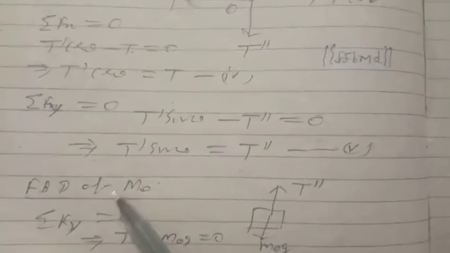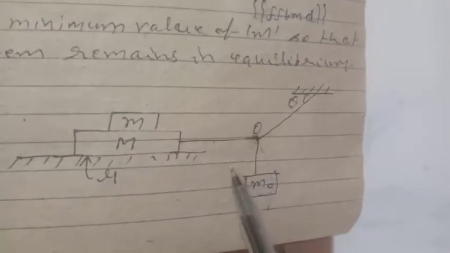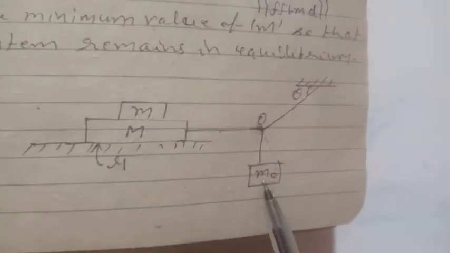Now draw the FBD of mass m naught. There will be tension in it upward and weight in downward direction. So here the body is shown with T double dash as upward tension and weight in this direction. Sigma Fy equals 0. So T double dash minus m naught g equals 0. This gives T double dash equals m naught g.